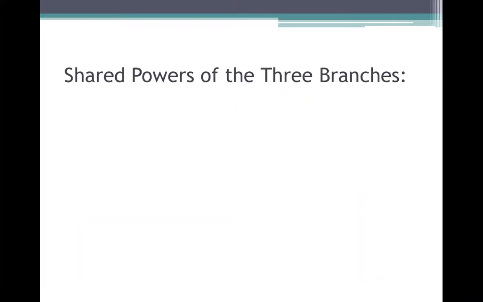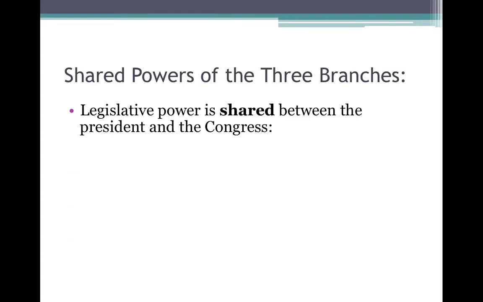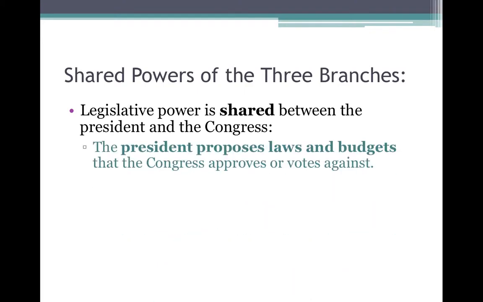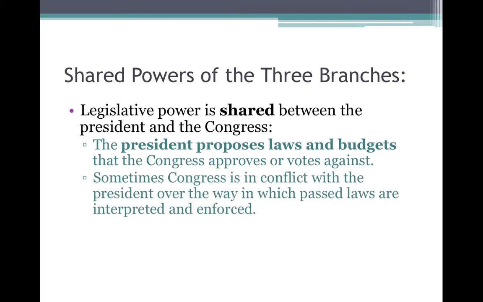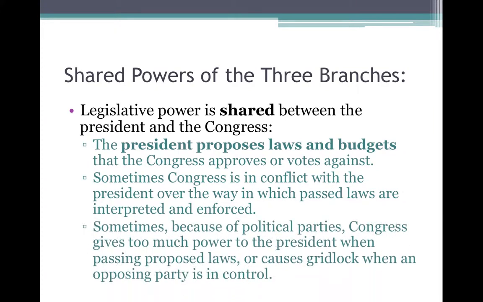There are shared powers of the three branches. Legislative power is shared between the President and Congress. The President proposes laws and budgets that the Congress approves or votes against. Sometimes the Congress is in conflict with the President over the way in which passed laws are interpreted and enforced. Sometimes, because of political parties, Congress gives too much power to the President when passing proposed laws, or causes gridlock when an opposing party is in control.